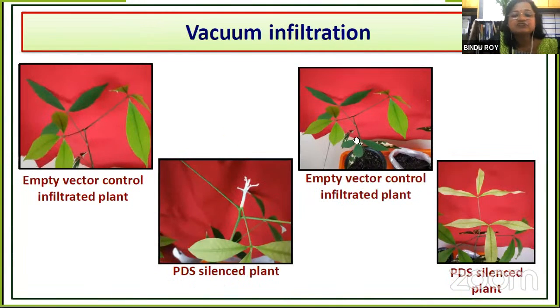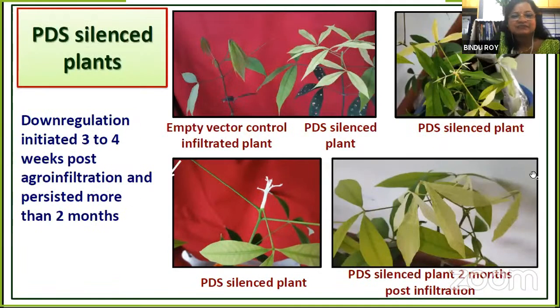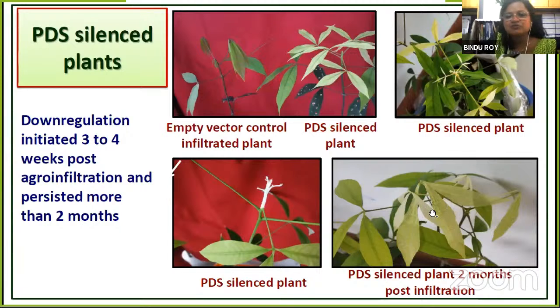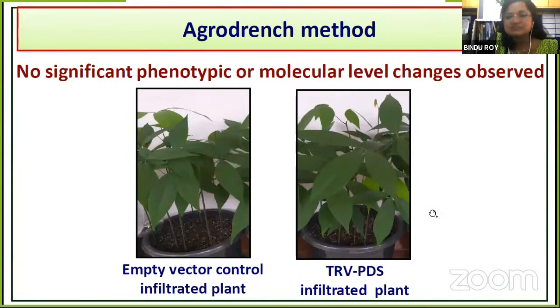In vacuum infiltration also, the PDS silenced plant clearly showed the photobleached effect, and here also it lasted for 2 to 3 months. These plants continued to show the photobleached effect. Here, downregulation was initiated in 3 to 4 weeks. Within 3 to 4 weeks, you can see the photobleached effect is present.